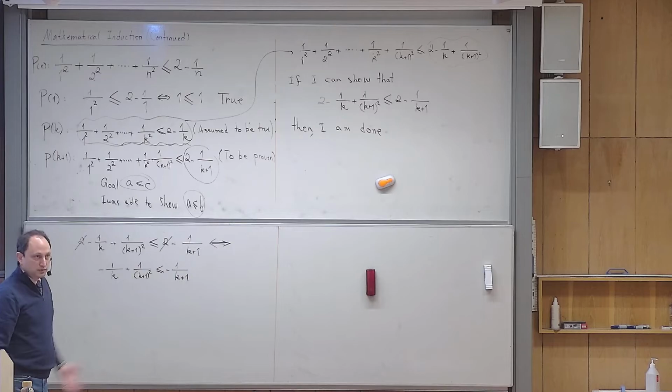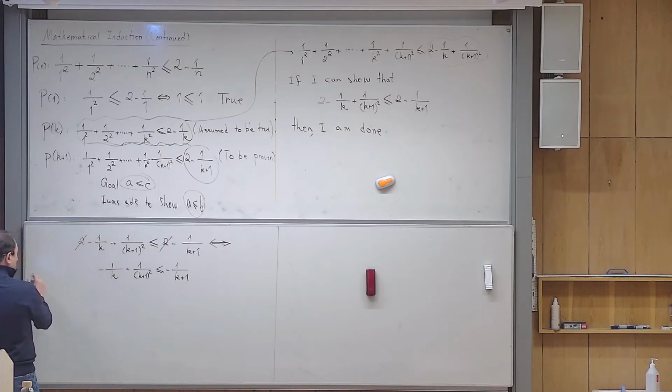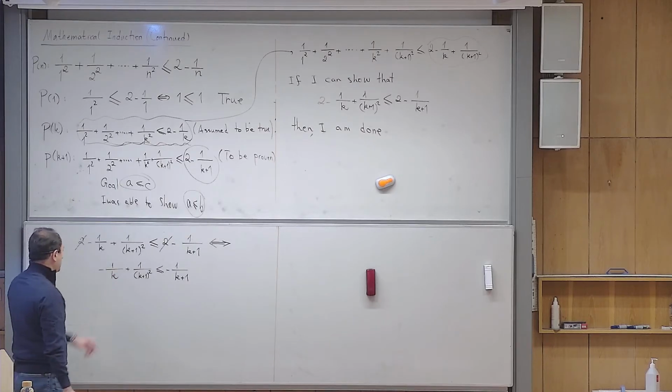I want to get rid of fractions. Okay, so I multiply everything by, what do you think? k times (k+1) squared. Do you agree? Yes. Because I want to get rid of all fractions simultaneously. So I multiply everything here.